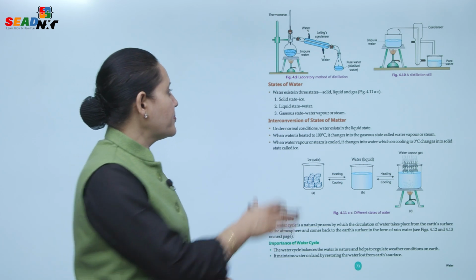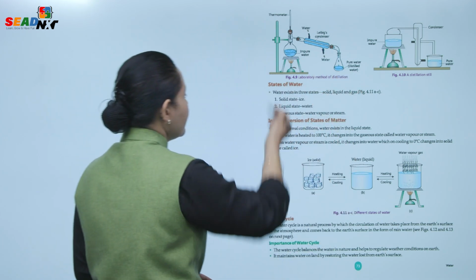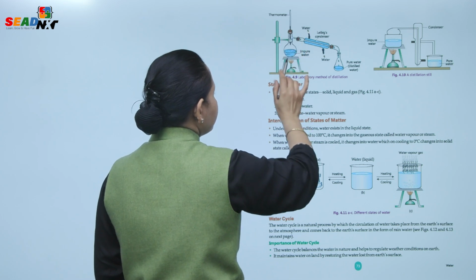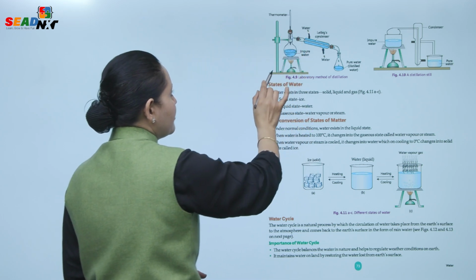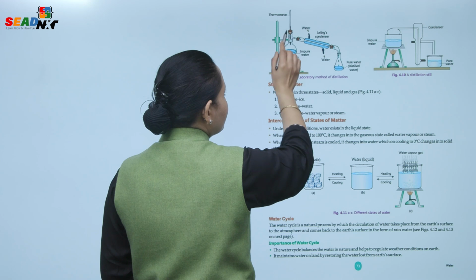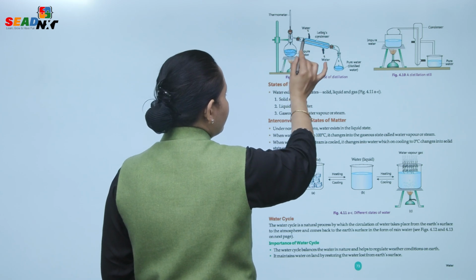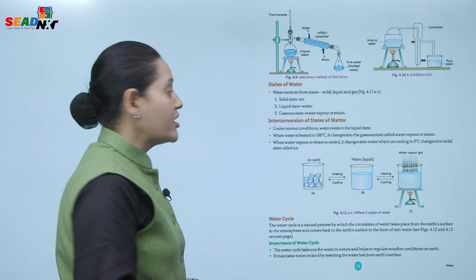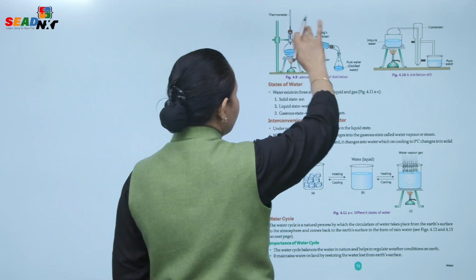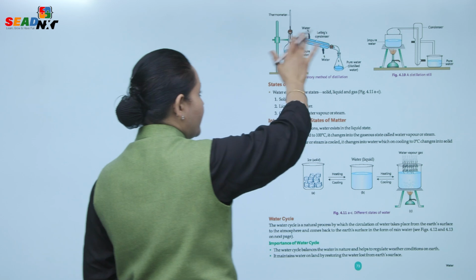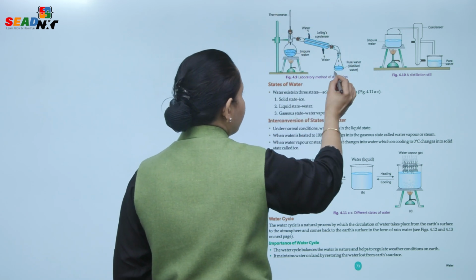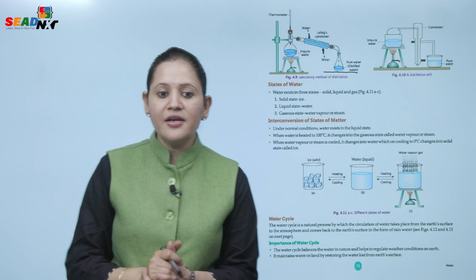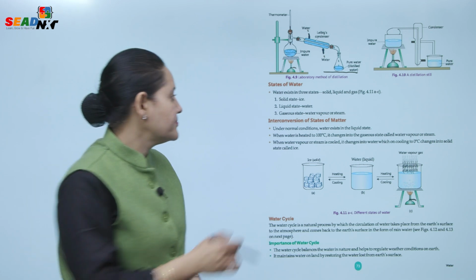Here the process of distillation is given. The impure water is heated in this beaker, and this is the thermometer to measure the temperature. When it boils, it passes through this tube. Here cool water is flowing in this tube, which condenses the water vapor, and the vapor changes into water and is collected here. This is the pure water or distilled water. Clear?